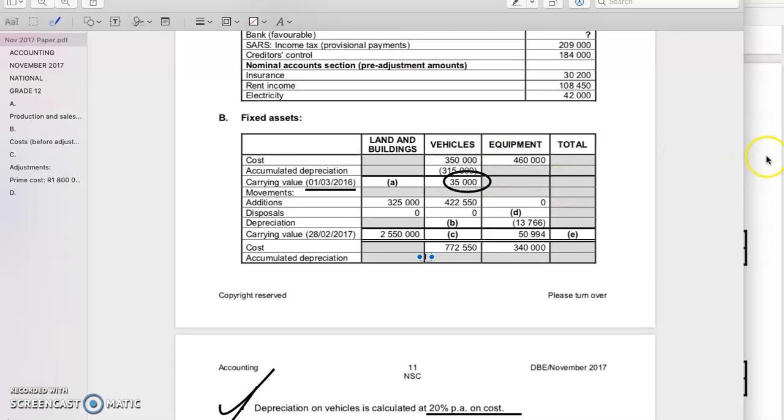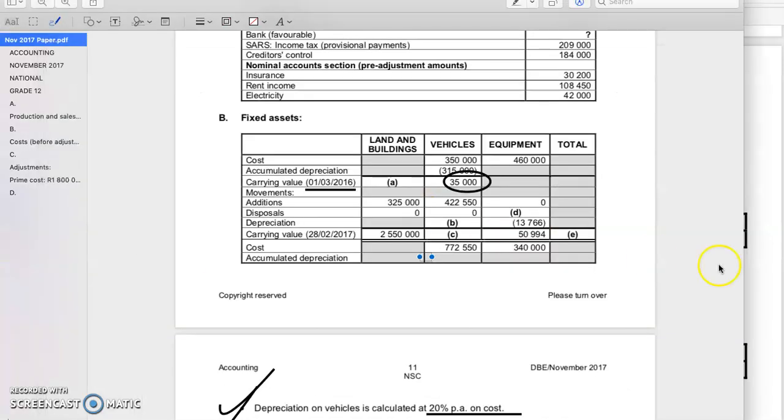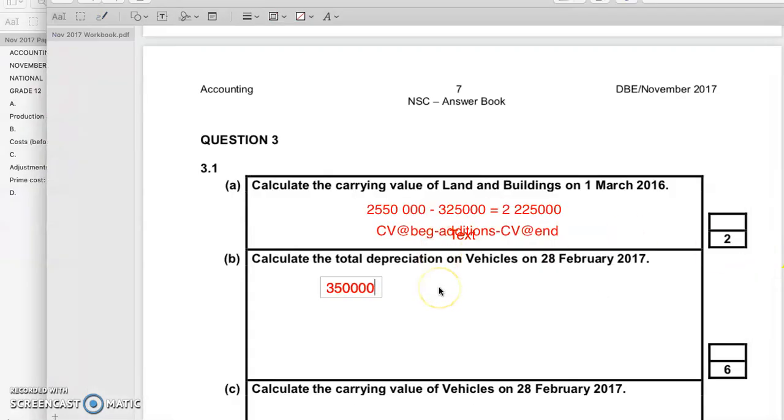So let's calculate depreciation on the vehicle we have. There was one vehicle we had for the whole year, and that vehicle cost us 350,000. Let me double check. Yes, 350,000. And we know that our calculations are on cost, so that's easy. We multiply it by 20% and we get 70,000 Rand.